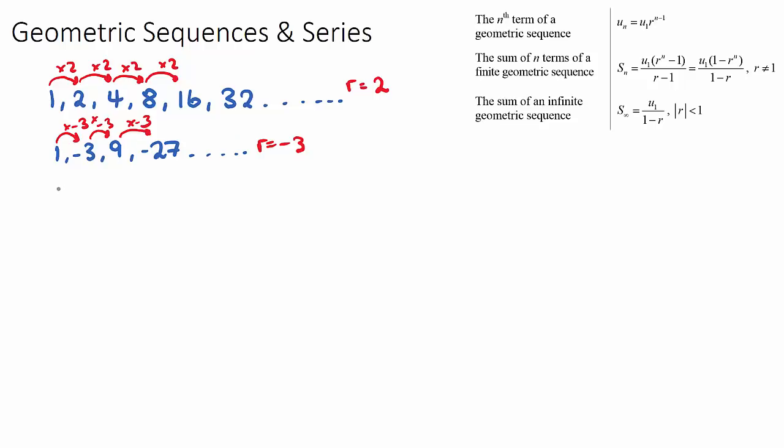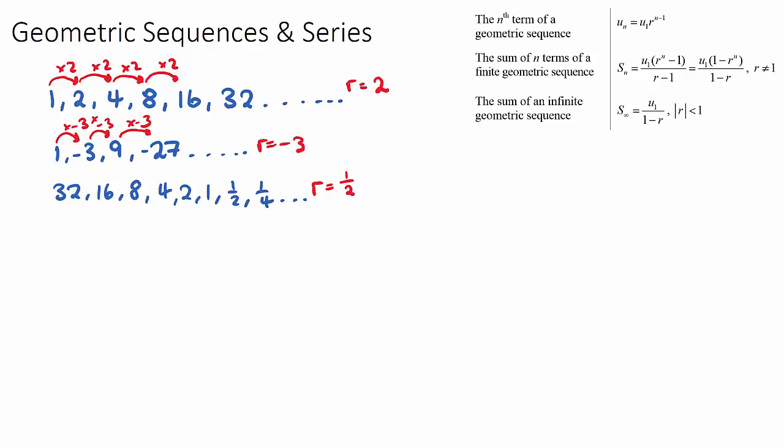Okay, another example might be 32, 16, 8, 4, then we have a 2, 1, 1/2, 1/4, and so on. Now we have a sequence that's shrinking, it's getting smaller. And our ratio here will be common. Our ratio will be positive 1/2 because 32 times 1/2 is 16, times 1/2 is 8, times 1/2 is 4.